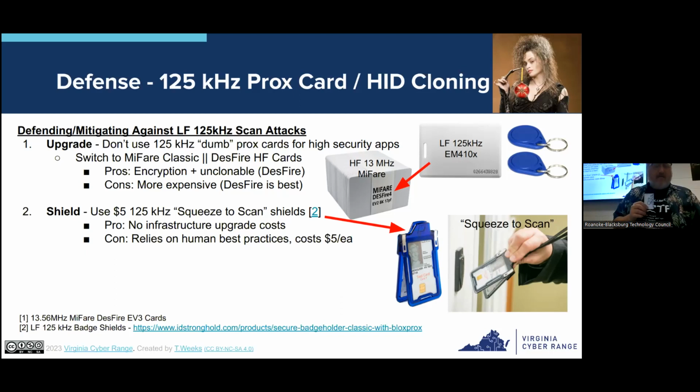So you definitely want metal backing, and that's what these badges are here. These are really great if you can't afford to swap out all the card readers in the entire department and upgrade to DESFire cards. You can buy these. They cost $5 each, and they're called a squeeze and scan. So they're rock solid, secure until you squeeze it and it comes away from the body of the metal.